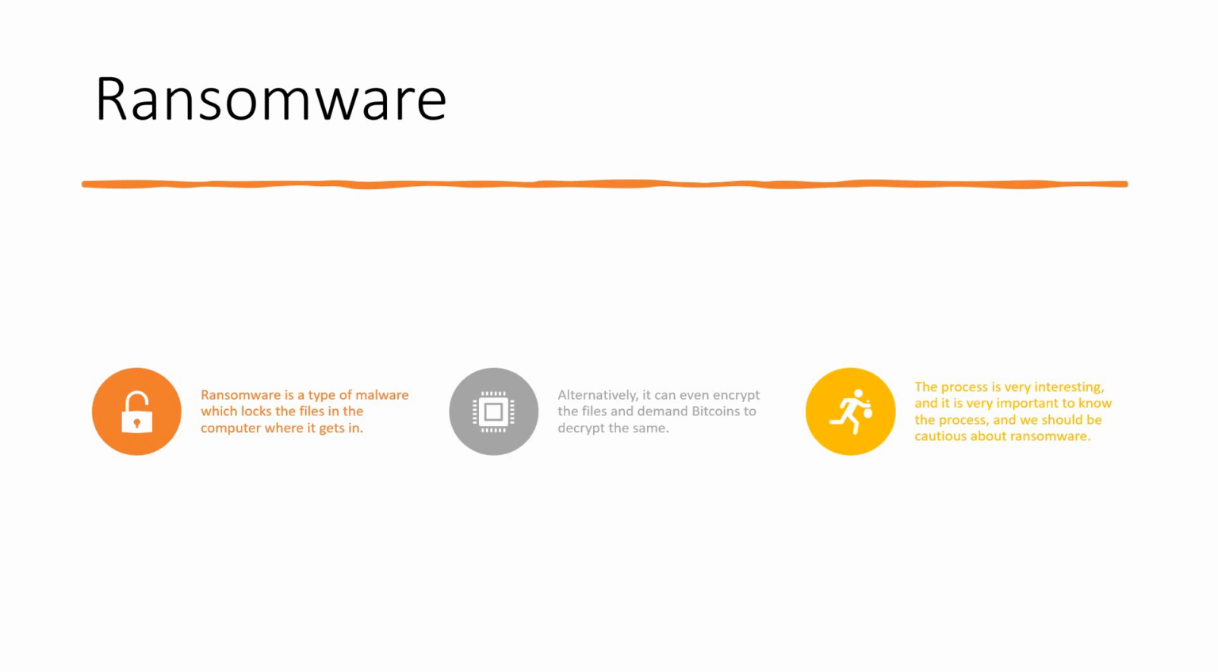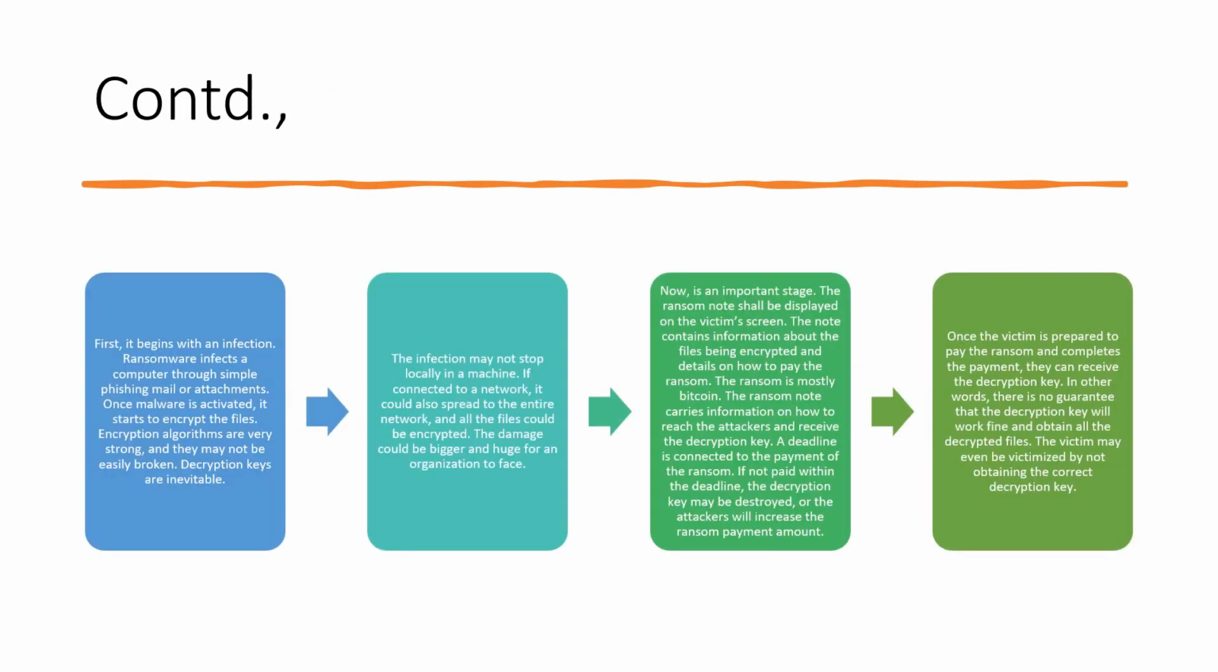Next one in the list is ransomware, a type of malware which locks the files, and most importantly, it will ask you for bitcoins to unlock the files. It will encrypt the files and ask you for bitcoins to decrypt the files. The process is very interesting for you to know. We have to be cautious about ransomware. I'll explain the flow. First, it begins with the infection. A ransomware infects a computer through a very simple phishing mail or attachments that come via email.